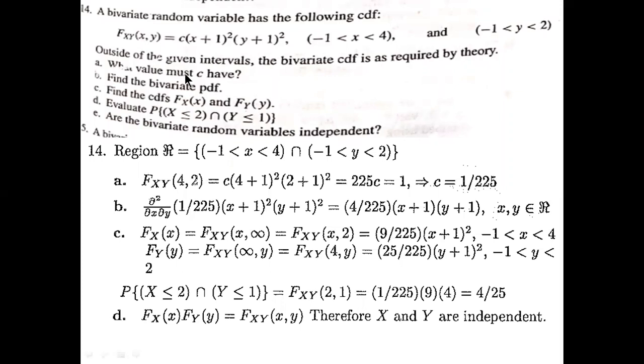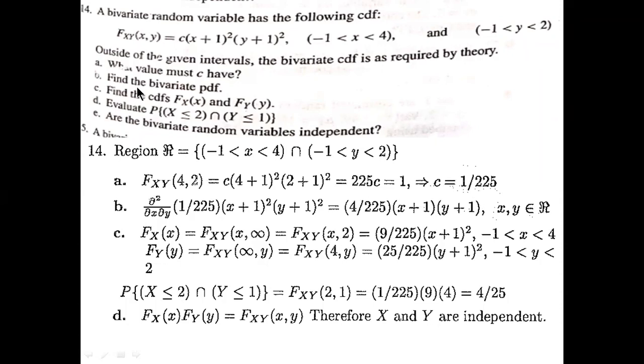So what is the value of C there? The range of values is given there, -1 to 4 for x, -1 to 2 for y. That is the region R. And F of x, y at 4, 2 should be equal to 1 because that gives us the full probability. That is equal to C into, x is 4, plus 1 whole square, that is 25. Then y is 2, that is 2 plus 1 whole square, that is 9. And that will give you 225 into C. So C will be equal to 1 by 225.